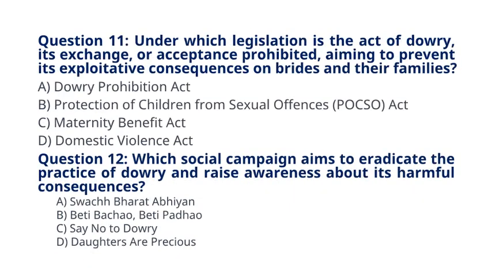Question 11. Under which legislation is the act of dowry, its exchange, or acceptance prohibited, aiming to prevent its exploitative consequences on brides and their families? A. Dowry Prohibition Act. B. Protection of Children from Sexual Offences, POCSO Act. C. Maternity Benefit Act. D. Domestic Violence Act. The correct answer for question 11 is option A.